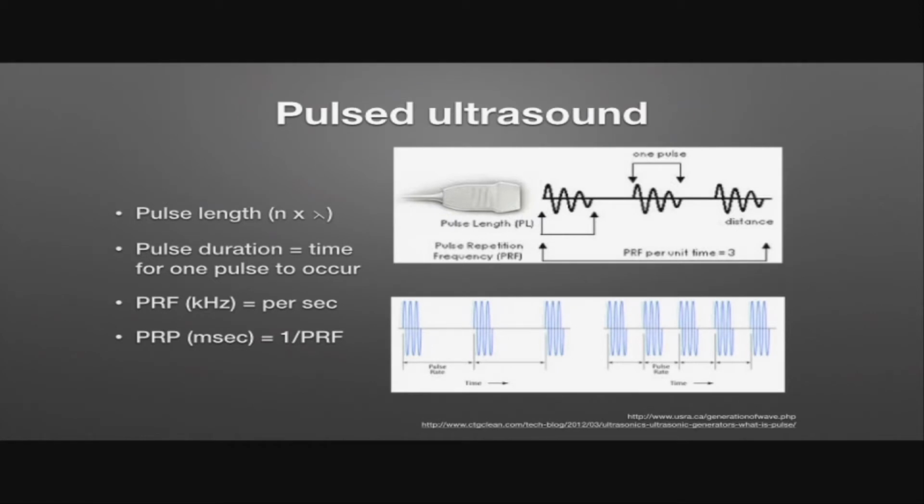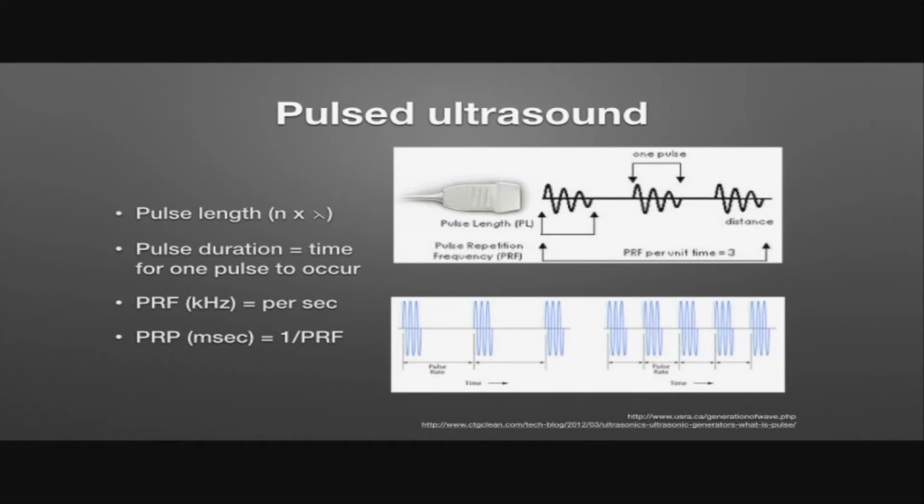Typically with pulsed ultrasound, it's between 5 to 30. And depending on the frequency you're using, and again how many waves you have in there, you're going to have a certain pulse length. And if you think of that in terms of the actual time it takes for that pulse, that gives you a pulse duration.